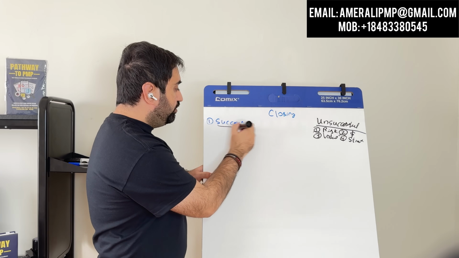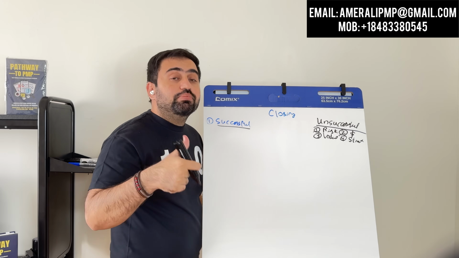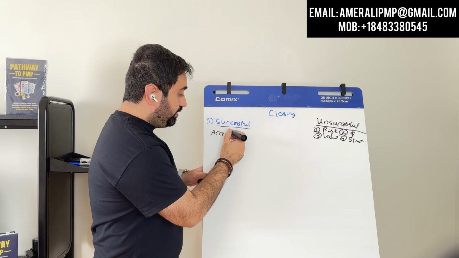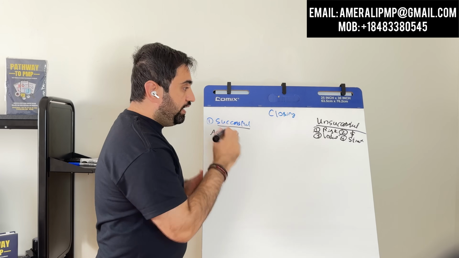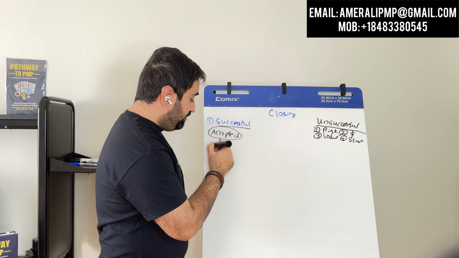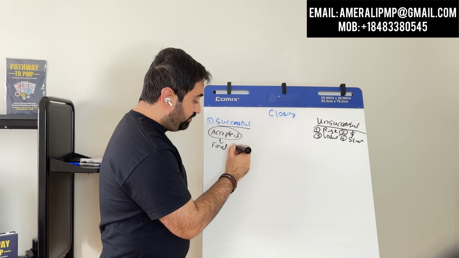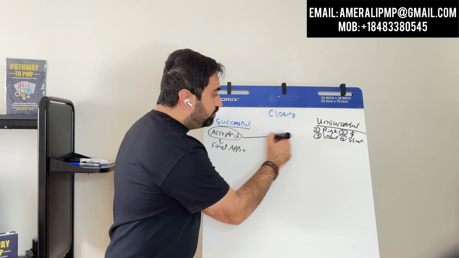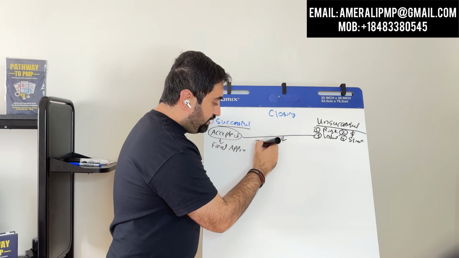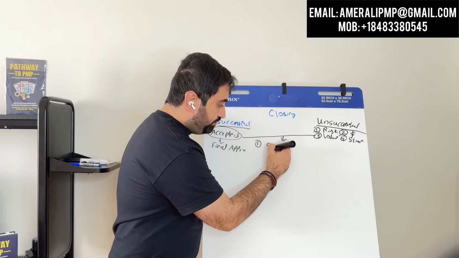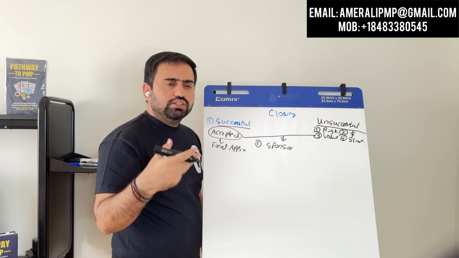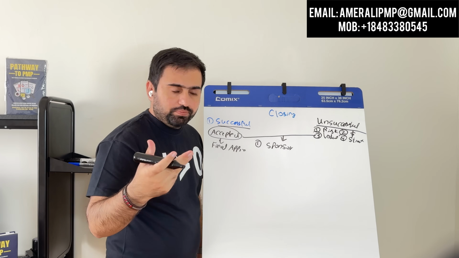Here, a successful project has been accepted by the client. Accepted by the client, okay, and you have received final approval. In both of these cases, step number one is to get approval from the sponsor. Here, you can escalate to the sponsor and then the sponsor can tell you.